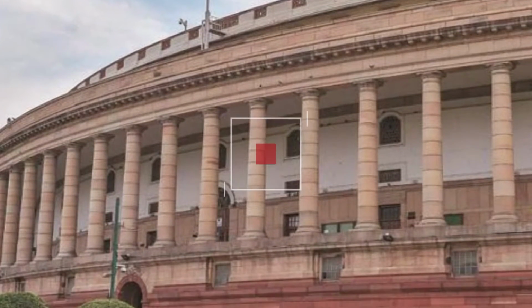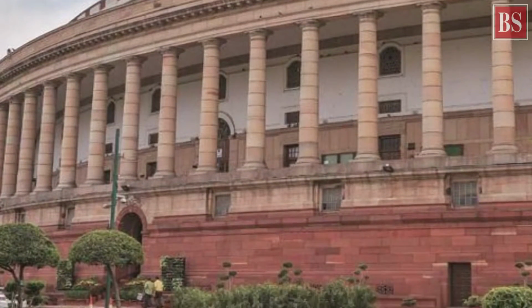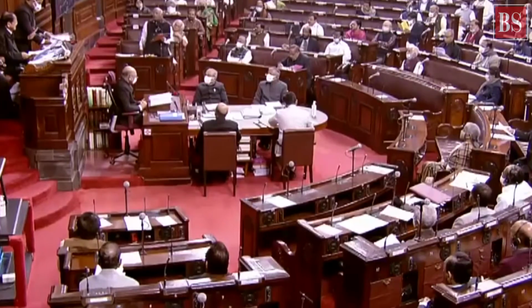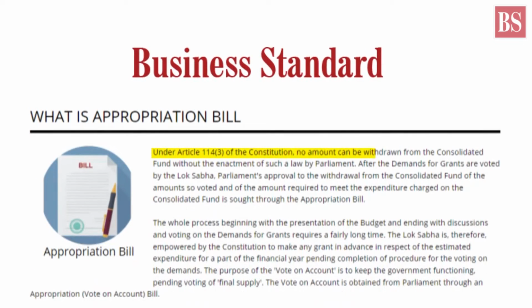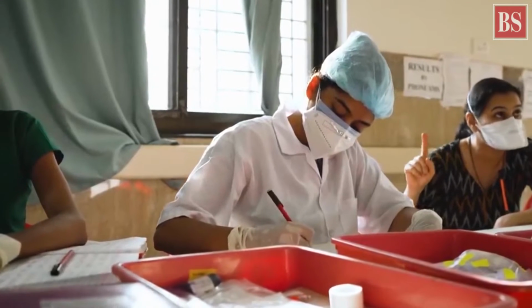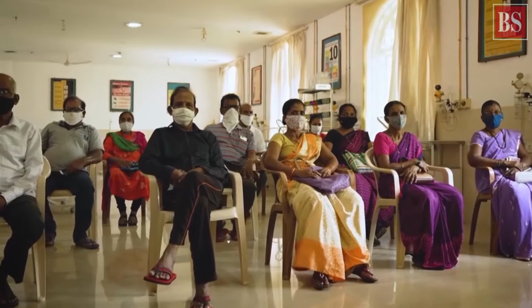In the recently concluded winter session of the Parliament, the government brought the Appropriation Number 5 Bill to give itself the power to withdraw funds from the Consolidated Fund of India. It was cleared in the Lok Sabha amid opposition. The Constitution bars the government from withdrawing money from the Consolidated Fund of India. But the government cited crisis caused by the pandemic as the reason behind taking the step.